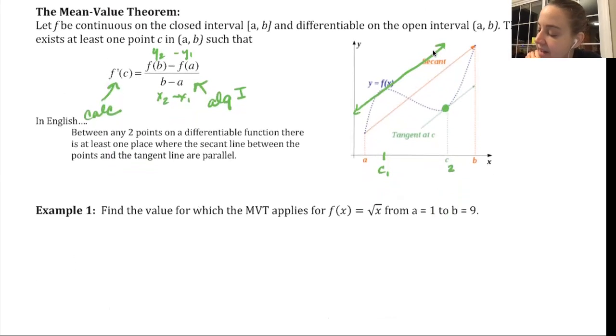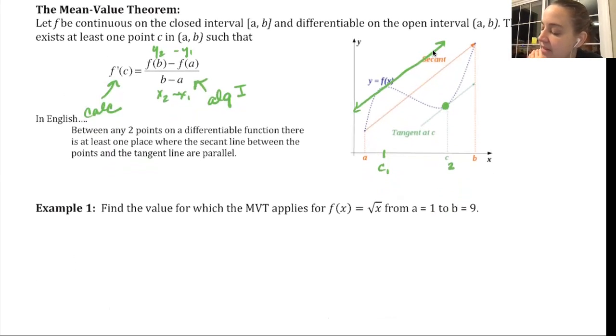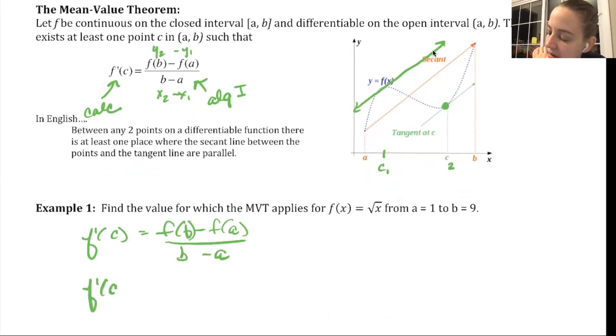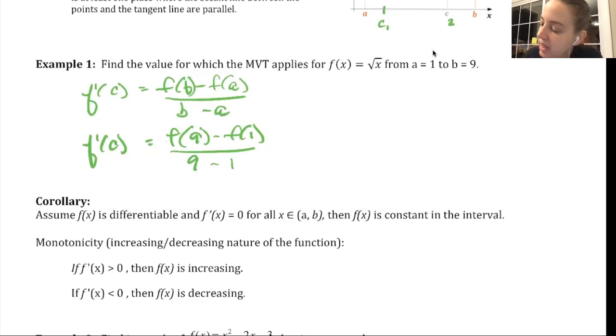Find the value for which the mean value theorem applies for f of x equals the square root of x from a equals 1 to b equals 9. So we're going to jump right in. Here's my mean value theorem: f prime of c is equal to f of b minus f of a over b minus a. So f prime of c, c is what we're looking for, so that stays there, is f of 9 minus f of 1 over 9 minus 1. Now, to get those f values, you're really just substituting into the original function. So this is the square root of 9 minus the square root of 1 over 9 minus 1.